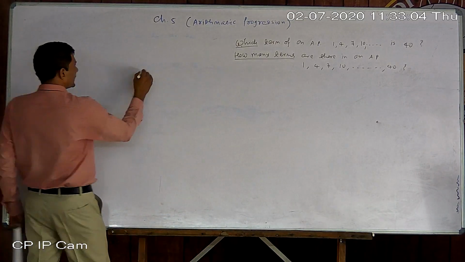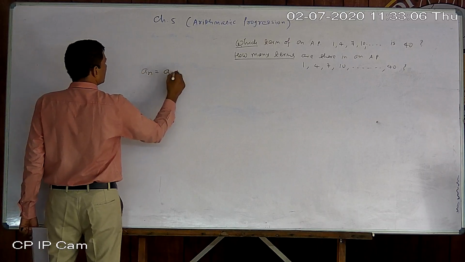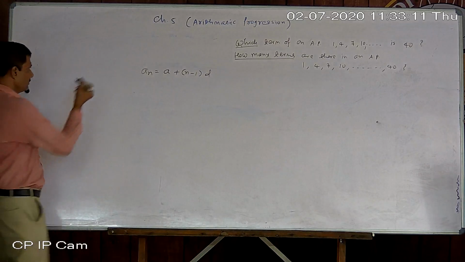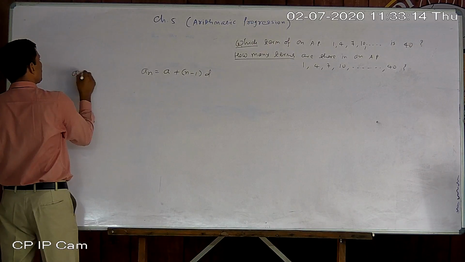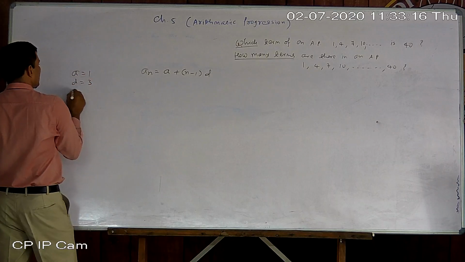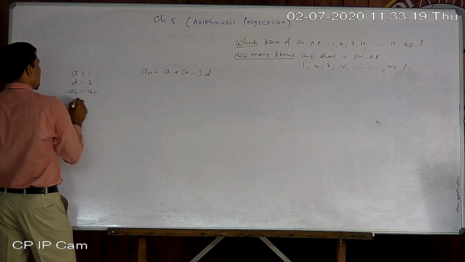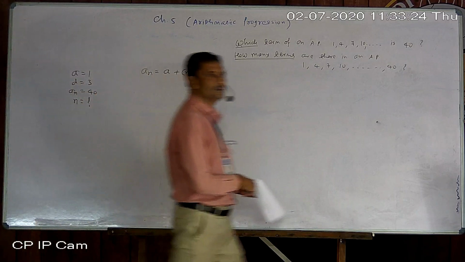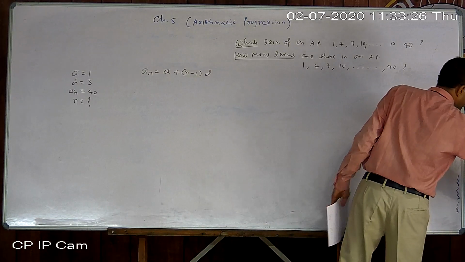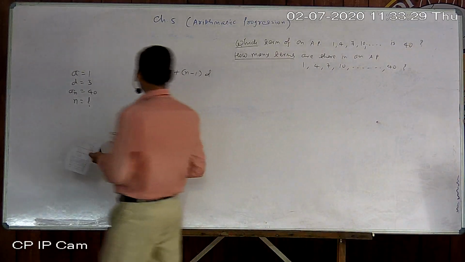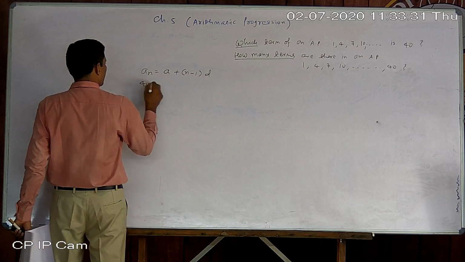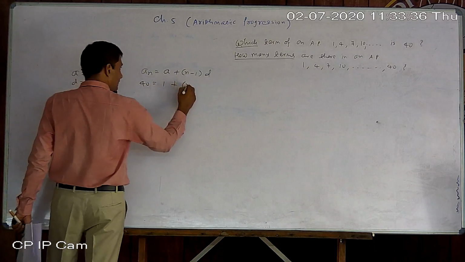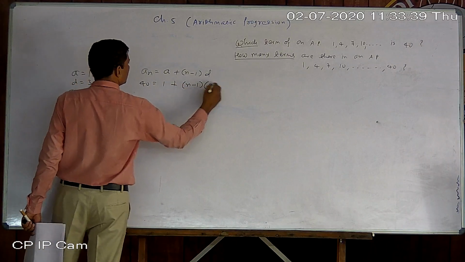Now look here. Write down this formula every time. Write down our values and prepare a list also here. A1, d is 3, an equal to 40, n is not given. So everything is clear here. What is missing, what is given. Now place all values: an equal to 40, a equal to 1, n is not given, and d equal to 3.